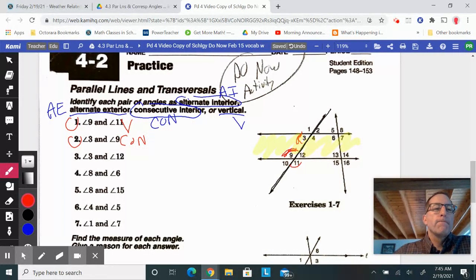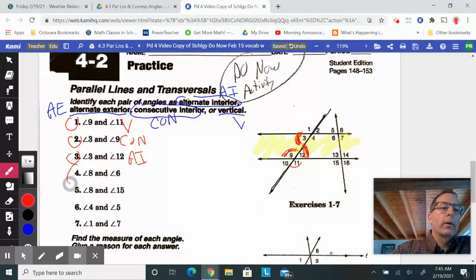Number three, angle 3 and angle 12. So back to angle 3 and angle 12. Now those are alternate interior. They're both on the inside. I had shaded the interior angles with yellow, and they alternate. So those are alternate interior. So AI. I mean, the names of these angles give them away.